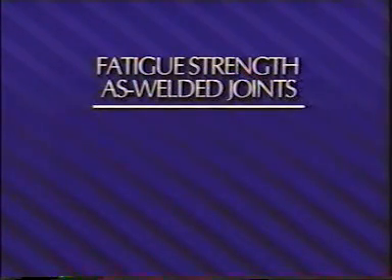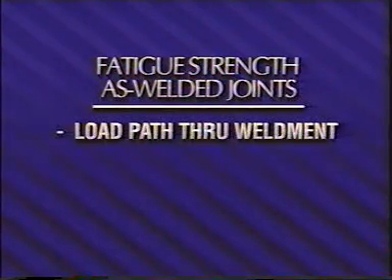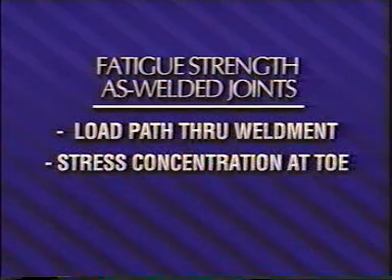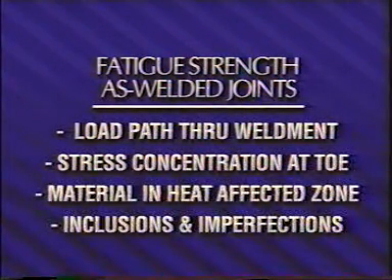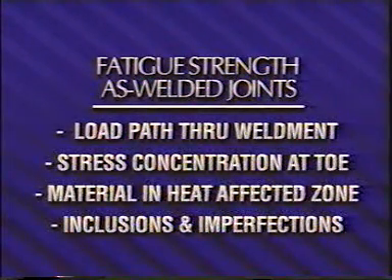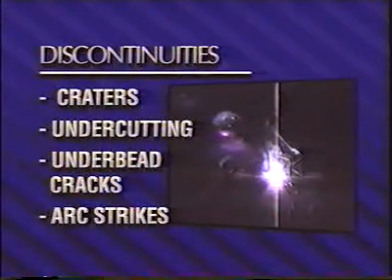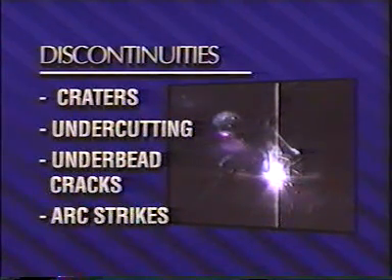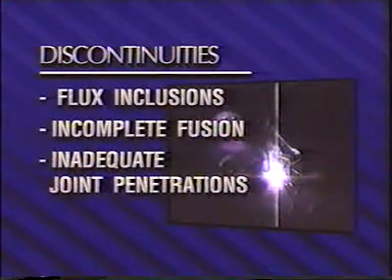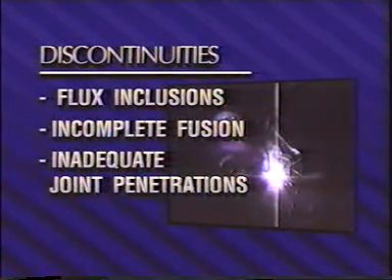The fatigue strength of good as-welded joints depends on the stress state in the load path through the weldment, the stress concentration at the toe of the weld, the condition of material in the heat-affected zone, and the presence or absence of inclusions and other imperfections in the weld. The fatigue strength of as-welded joints can be increased by cold working. The growth of cracks can be inhibited by introducing compressive residual stresses and redistributing fabrication stresses. Poor welding practices can create surface discontinuities, giving rise to stress risers where bending fatigue and torsional fatigue cracks can originate. Craters, undercutting, underbead cracks, and arc strikes are typical surface discontinuities from welding. Subsurface discontinuities, such as flux inclusions, incomplete fusion, and inadequate joint penetration, can originate cracking in parts loaded in tension, bending, and torsion.